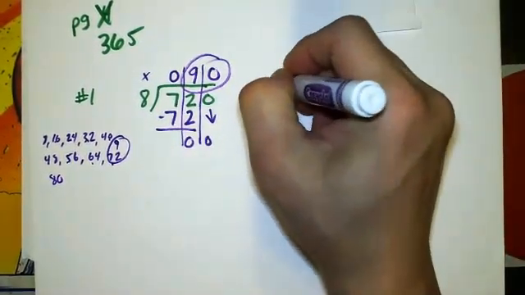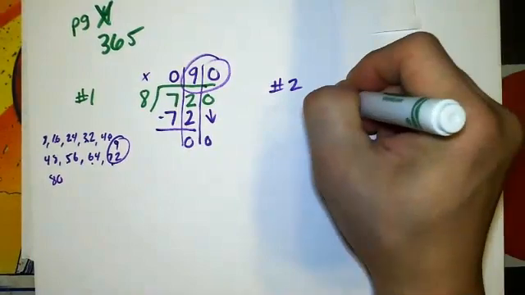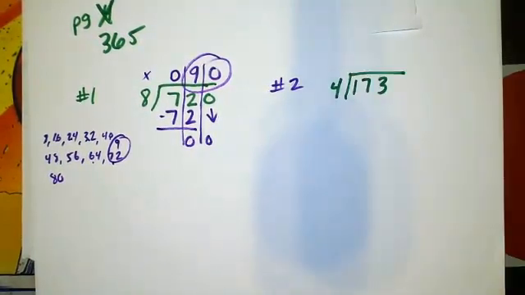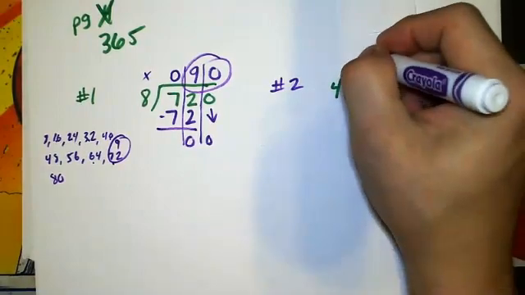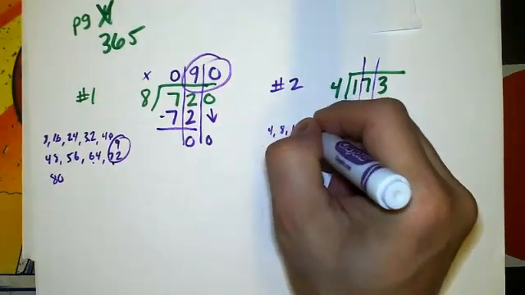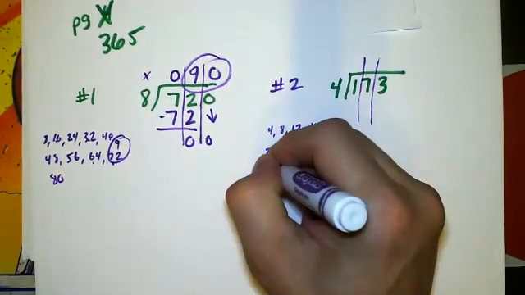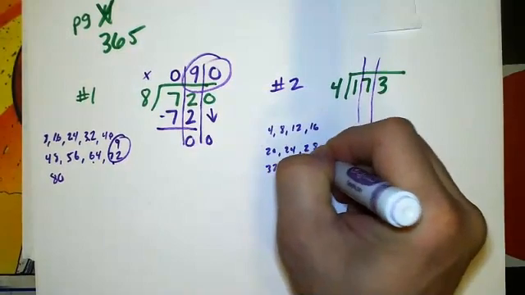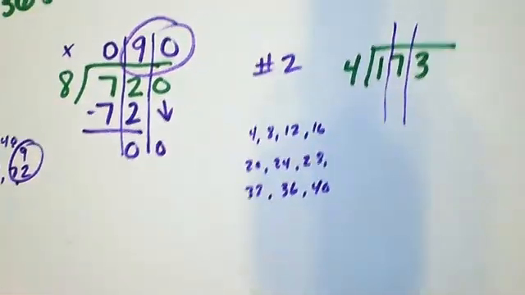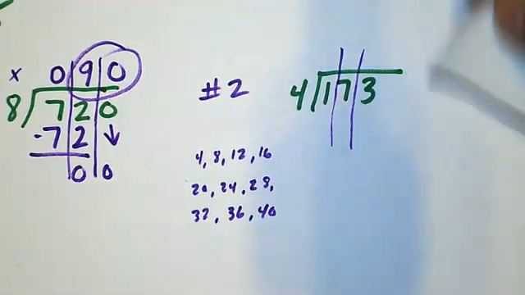Okay, number 2. All right, number 2 is 173 divided by 4. Once again, I'm going to bump. And I've got 4, 8, 12, 16, 20, 24, 28, 32, 36, and 40. Now, obviously, the goal is to have your multiplication facts memorized, and you don't have to do this. And we'll probably do that on the next couple examples. Okay, so starting again, we bump and cover.